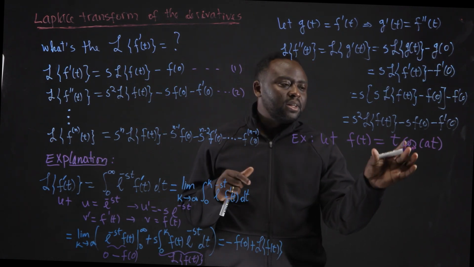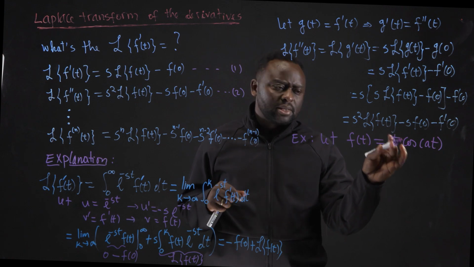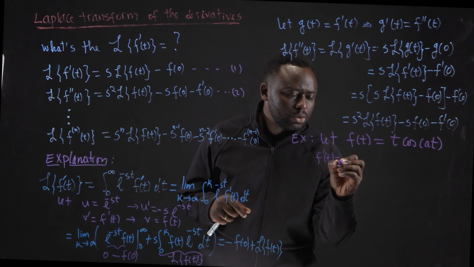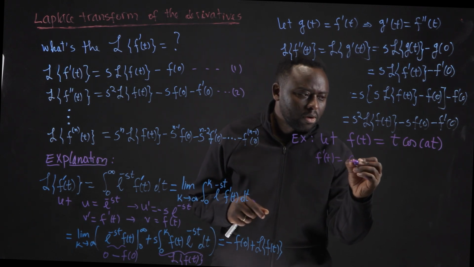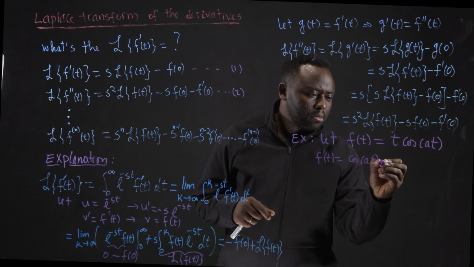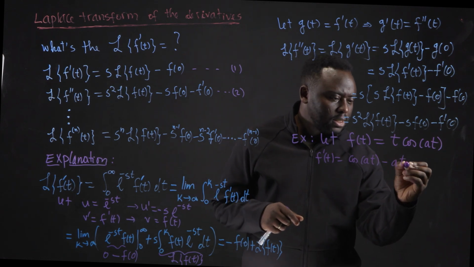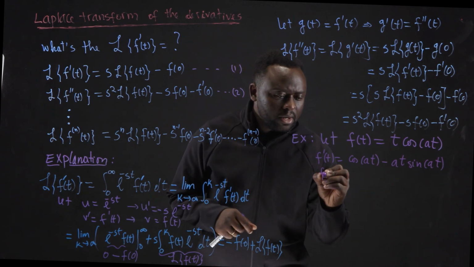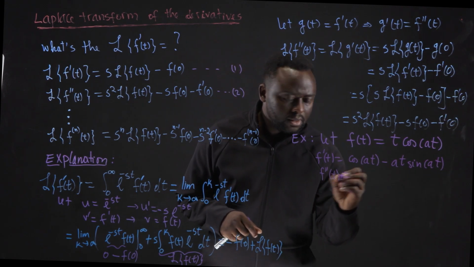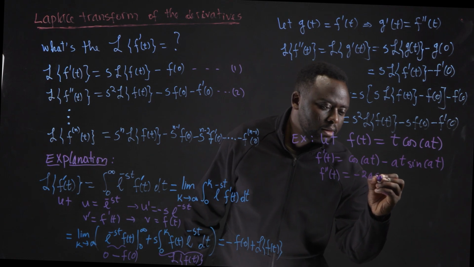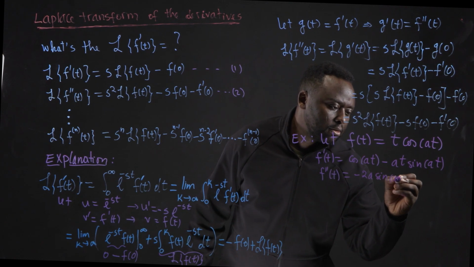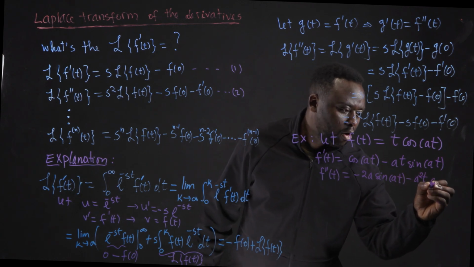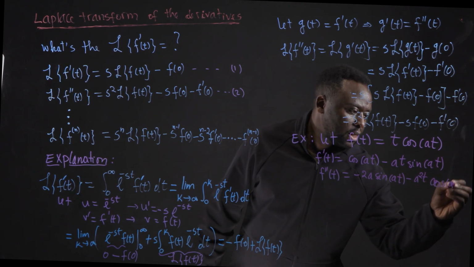I first find the first derivative and the second derivative of this function. Let's do that. F prime of t, the first derivative, is cos at minus at sine at. The second derivative of f of t is minus 2a sine at minus a squared t cos at.